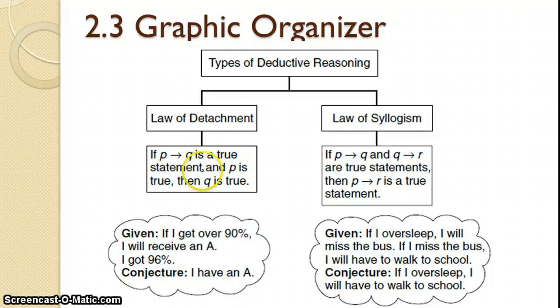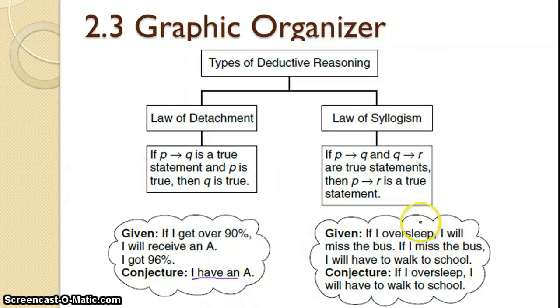Let's look at the law of detachment. Given, if I get over 90%, I will receive an A. I got 96%. Using our law of detachment, if P to Q is true and P is true, then Q is true. The conjecture then would automatically be that I have an A.